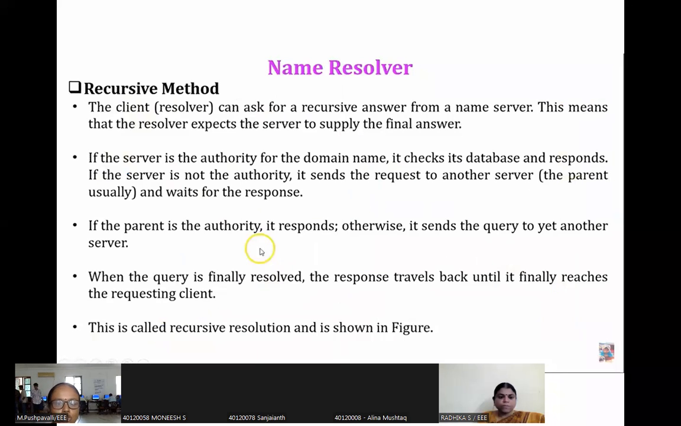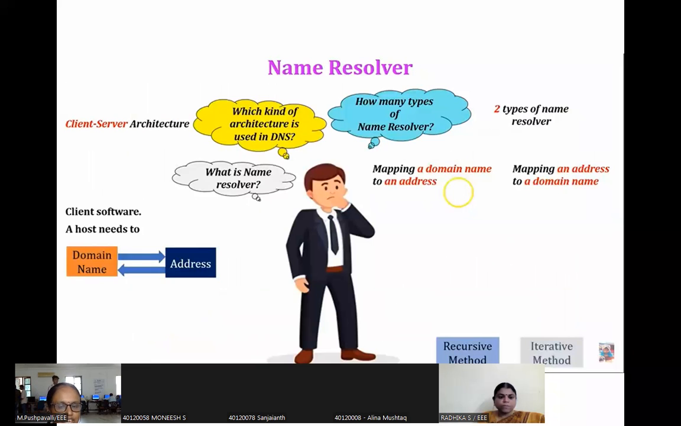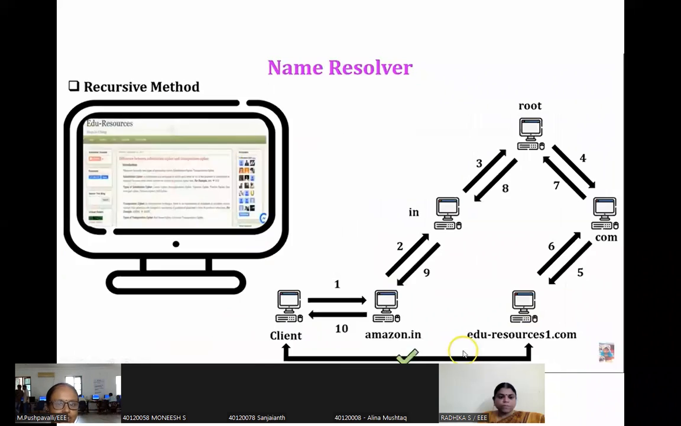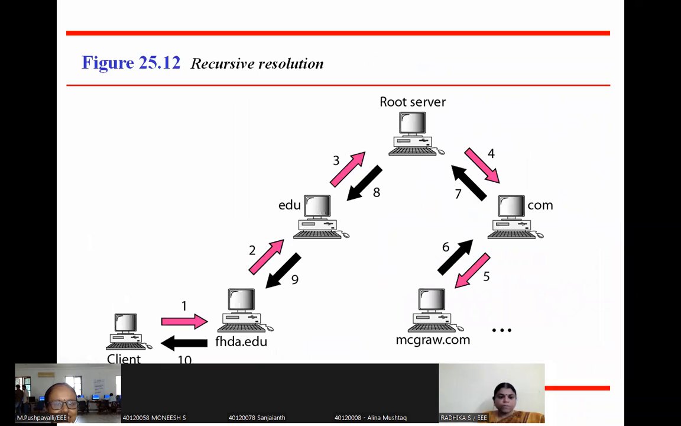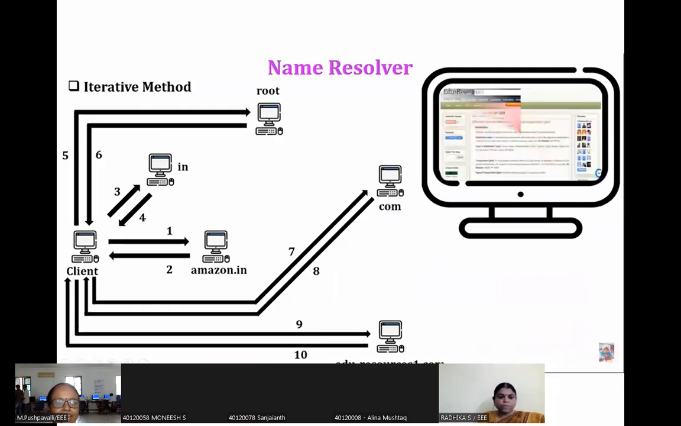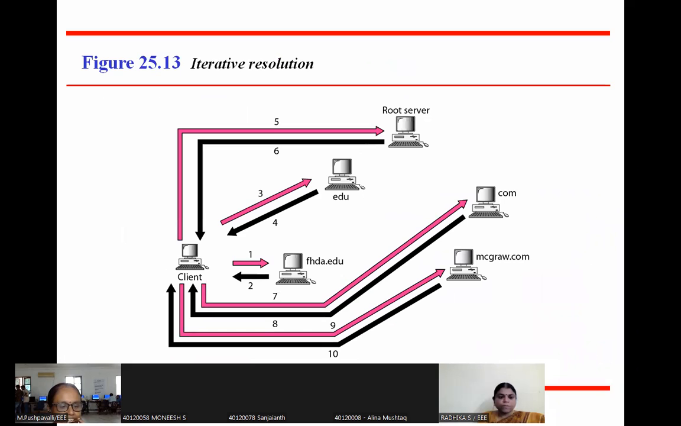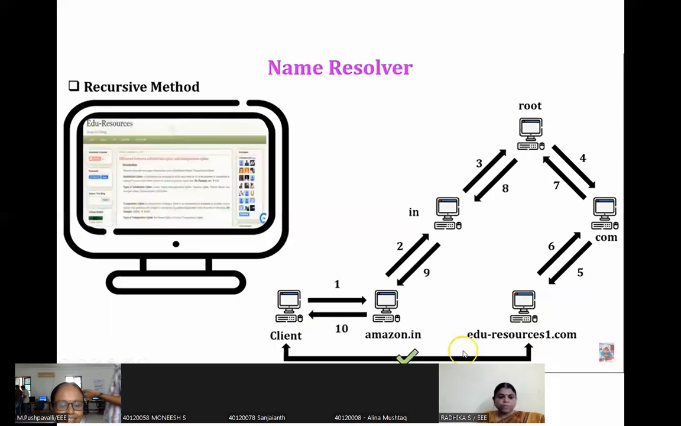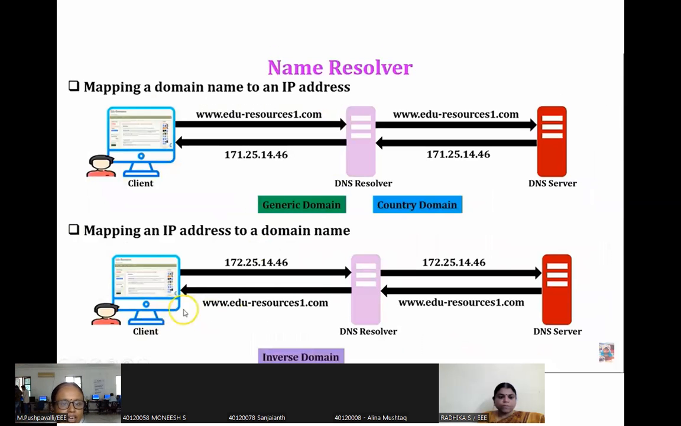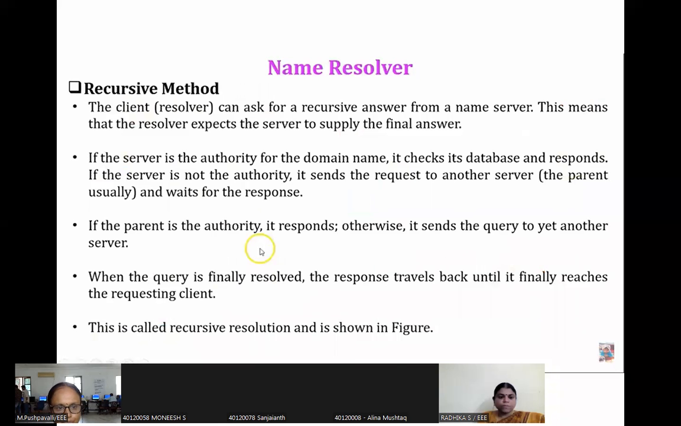Then the name resolver. So this is the name resolver. In name resolver, we have two techniques. One is the recursive resolution technique, and another one is iterative resolution. Recursive, iterative. These are the two techniques we are going to follow. So you have to understand, this is the topic behind the name resolver: mapping domain name to IP address, mapping IP address to domain name. That is name resolver. Okay.